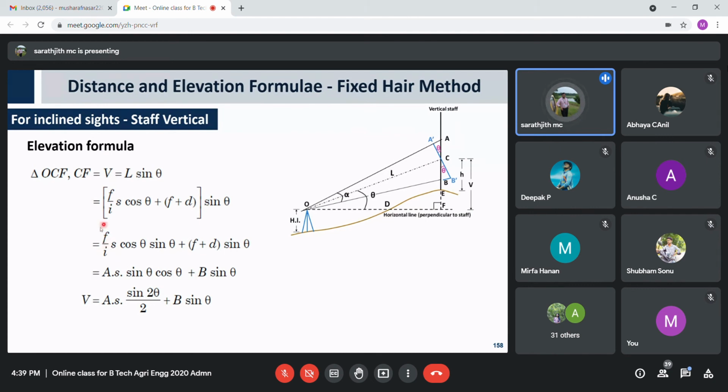So again, you substitute F by A by multiplying constant A and F plus D by B, which is the additive constant. So we will be having A times S sine theta cos theta plus B sine theta. Sine theta cos theta is sine 2 theta by 2. So you'll be having a vertical distance or vertical intercept as A times S sine 2 theta by 2 plus B sine theta. Any confusion?